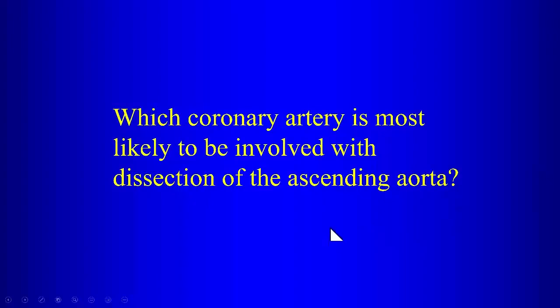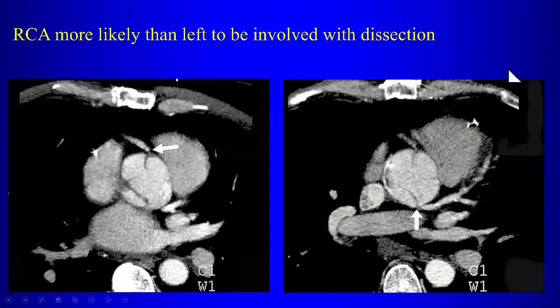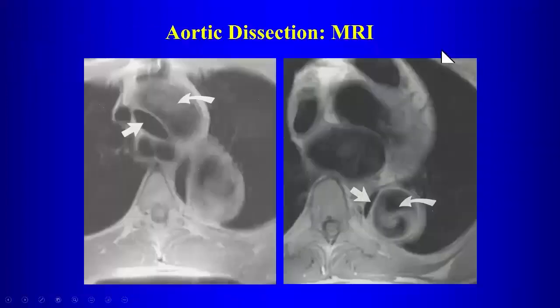Which coronary artery is most likely to be involved with dissection of the ascending aorta? If it extends down to the coronary artery? The answer is right coronary artery. Dissection flaps, for whatever reason, tend to extend down closer to the right coronary artery. So the right coronary artery is more likely to be involved with dissection than the left coronary artery.